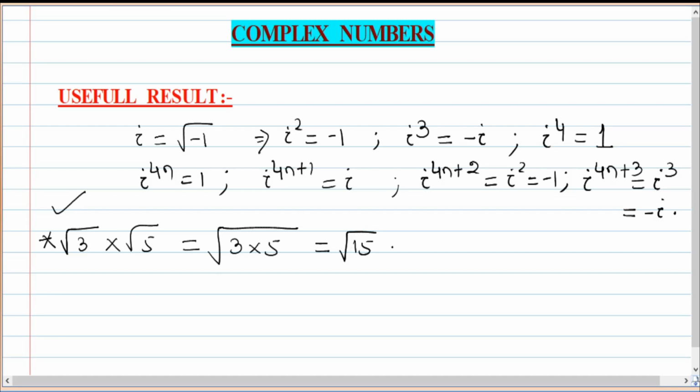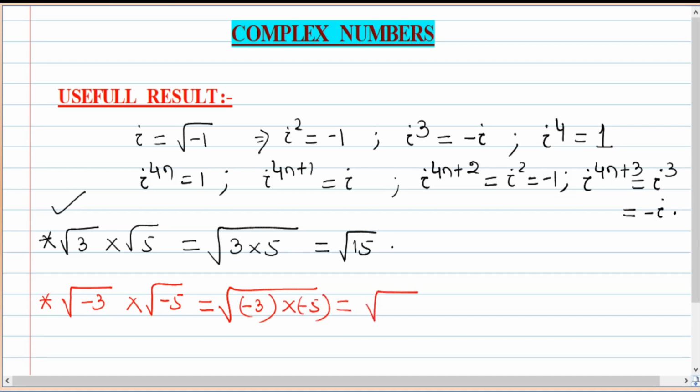Now suppose I am asking you, what about root of minus 3 into root of minus 5? This one is a dangerous one. Some students easily write root of minus 3 into minus 5, and their answer is root of plus 15. But if you write likewise, then you are committing a mistake.